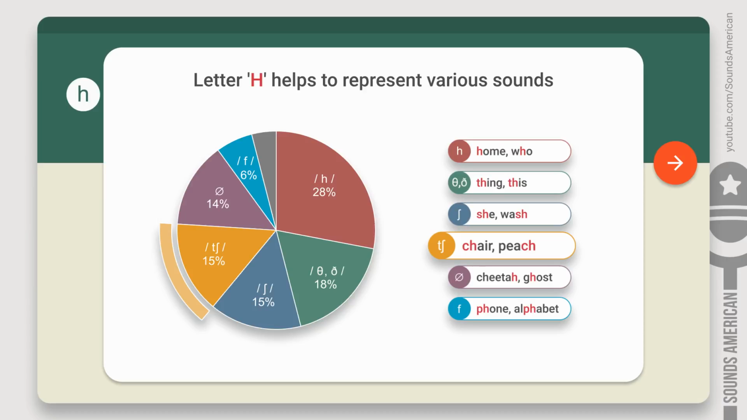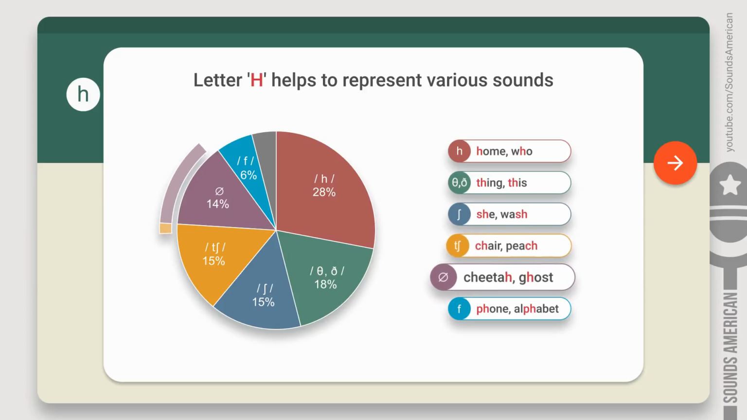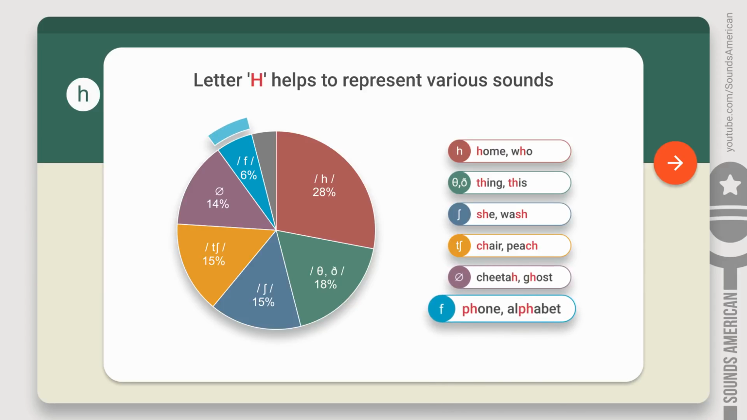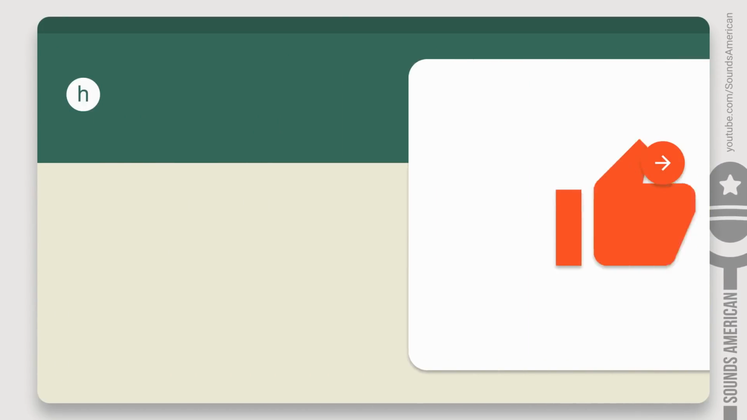But wait, that's not all. The letter H is silent in almost 14% of words. Here are a few of them: cheetah or ghost. But it also helps to represent the f sound in the PH combination, as in phone or alphabet. This letter is simply incredible, isn't it?